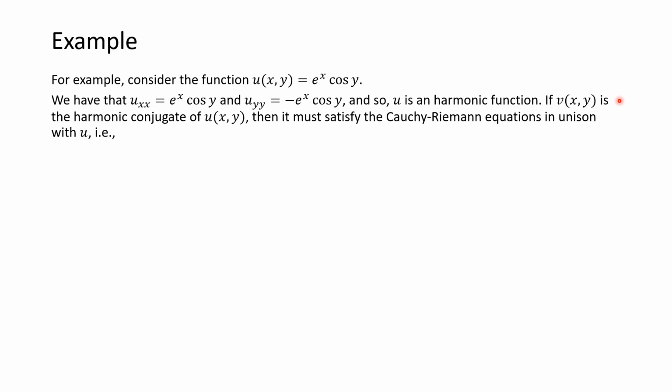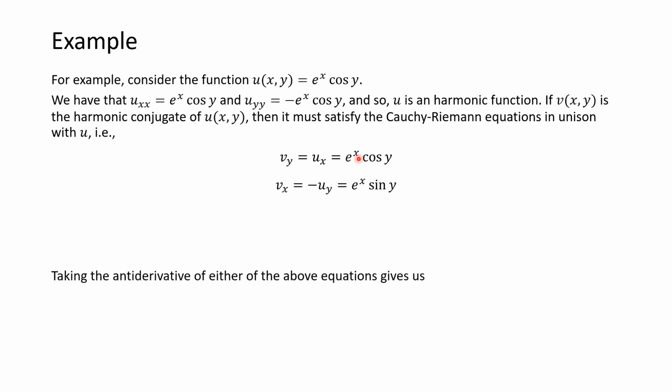So if v is its harmonic conjugate, then it must satisfy the Cauchy-Riemann equations. So we have these here, and if we take the partial of u with respect to x, we get e to the x cosine y. So the partial of v with respect to y is e to the x cosine y, and we can do the same thing for the second Cauchy-Riemann equation. Then we can use either one of these to find v. Let's use the first one.